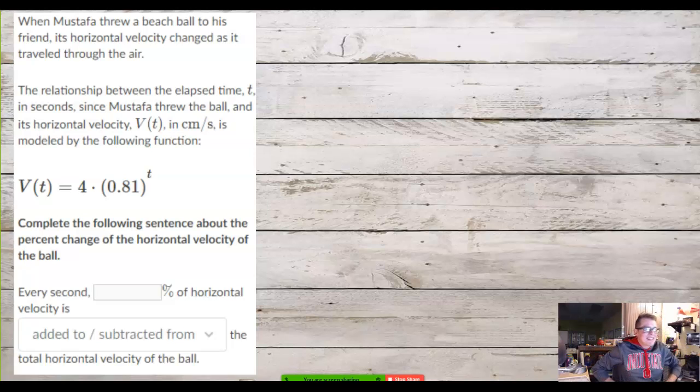So the velocity changed as it traveled through the air. The relationship between the elapsed time t... Ooh, what's time in here? Seconds, because this is a short-term event. It doesn't last very long. Is this growth or decay? Decay. Katie Ann, thank you for unmuting. I was about to start picking on people I haven't really heard from today. Can you explain what's happening in this situation in simple terms?